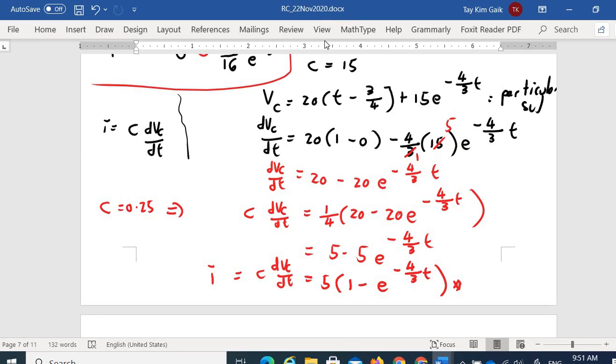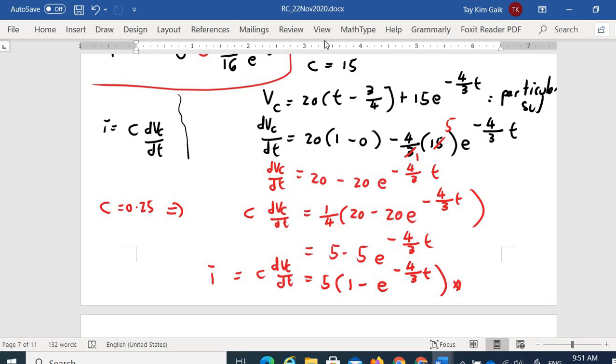Okay, and we know I is C dVc/dt. So this one I purposely want to check whether the Vc that we obtained is correct. So I differentiate d/dt Vc, then multiply by C, which is 1/4. Okay, notice that it actually gets back the I that we obtained in example 1.